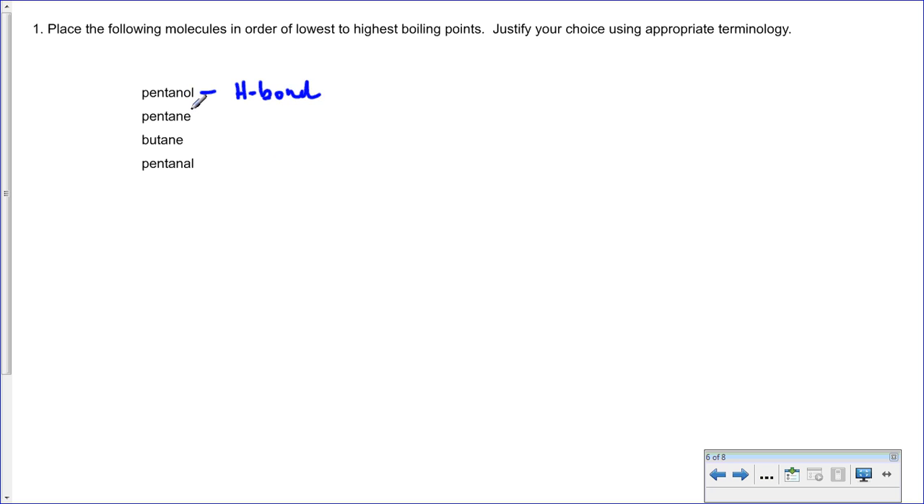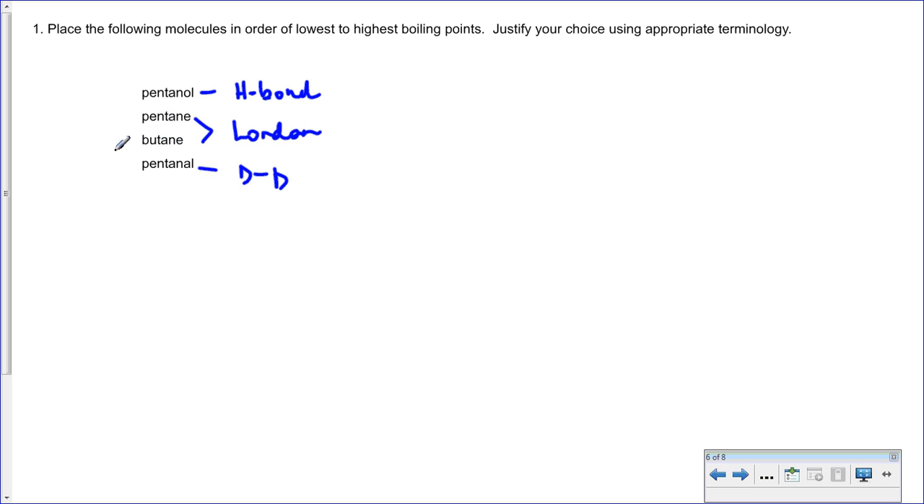Pentanol, because it's an alcohol, has the ability to form hydrogen bonds. Pentane and butane are both nonpolar molecules, so the forces that hold them together are London forces. And pentanal, which is an aldehyde, is held together with dipole-dipole forces. So if we want to put these in order from lowest to highest boiling point, that means we want to start with the weakest forces. The weakest are our London, and so we want to compare butane and pentane.